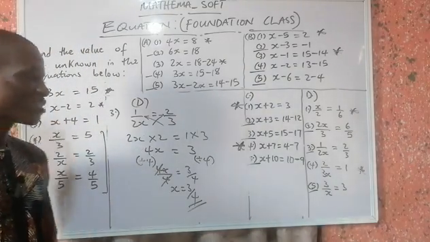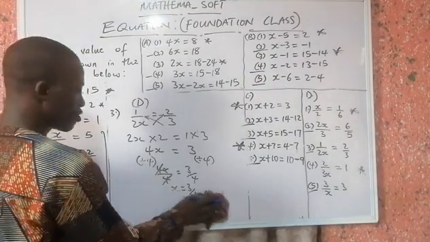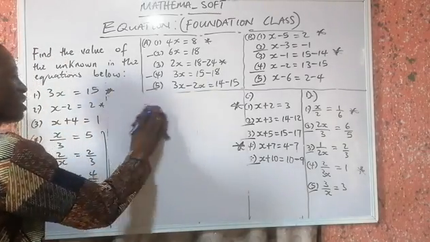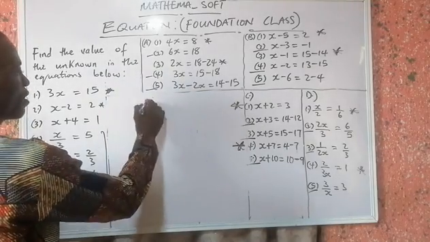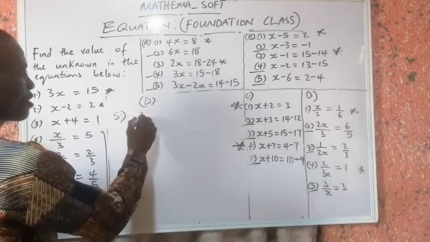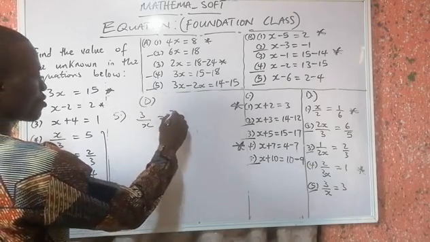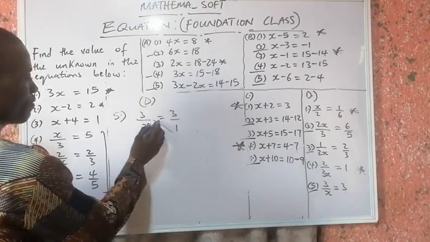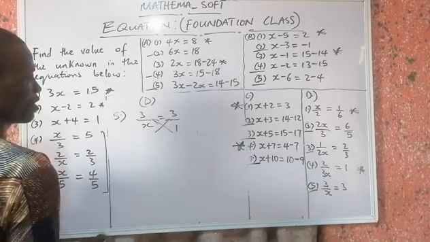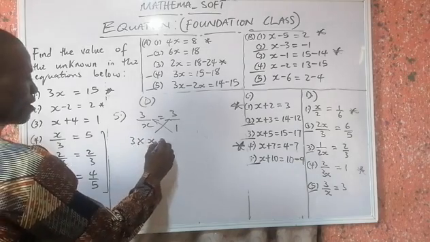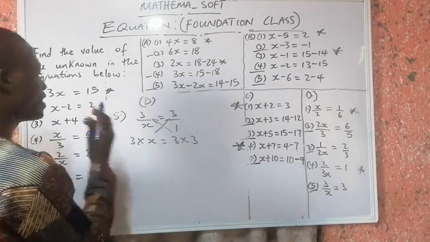And the last question in category D, question number 5, and the last question I'll be solving in this video. Number 5 under category D, we have 3 over x equals 3. Let's put this over 1 so that it will look like a fraction, and then we cross multiply. X times 3, that's 3 times x equals 3 times 1.